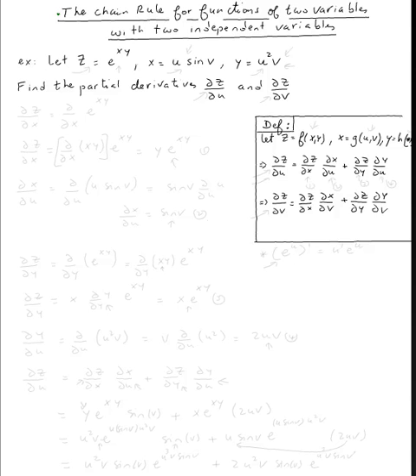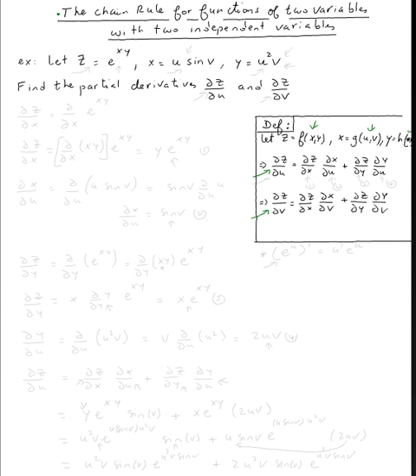The topic is the chain rule for functions of two variables with two independent variables. In other words, we have z as a function of two variables, x and y, but both x and y are functions of the same two variables, u and v. And then we need to be able to find the partial derivative of z with respect to u and the partial derivative of z with respect to v.